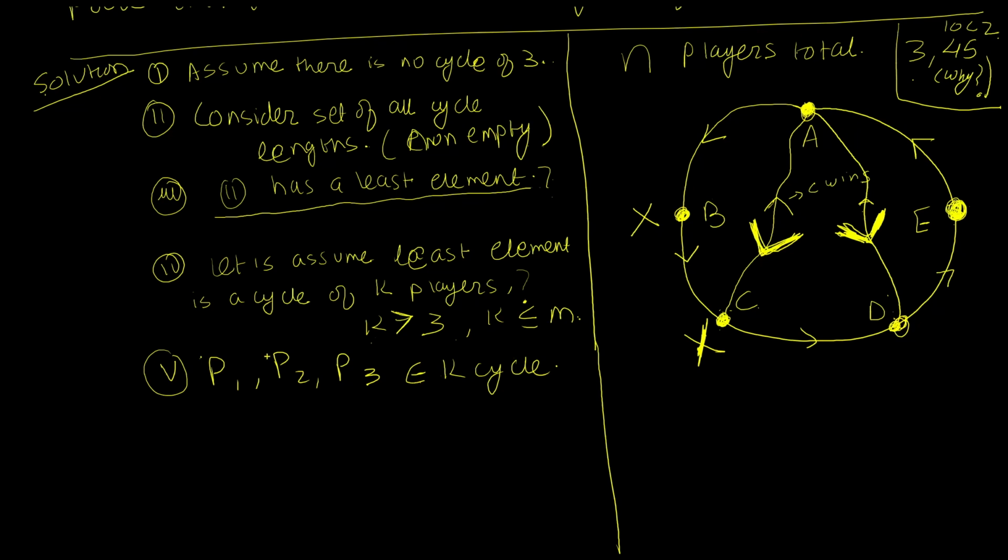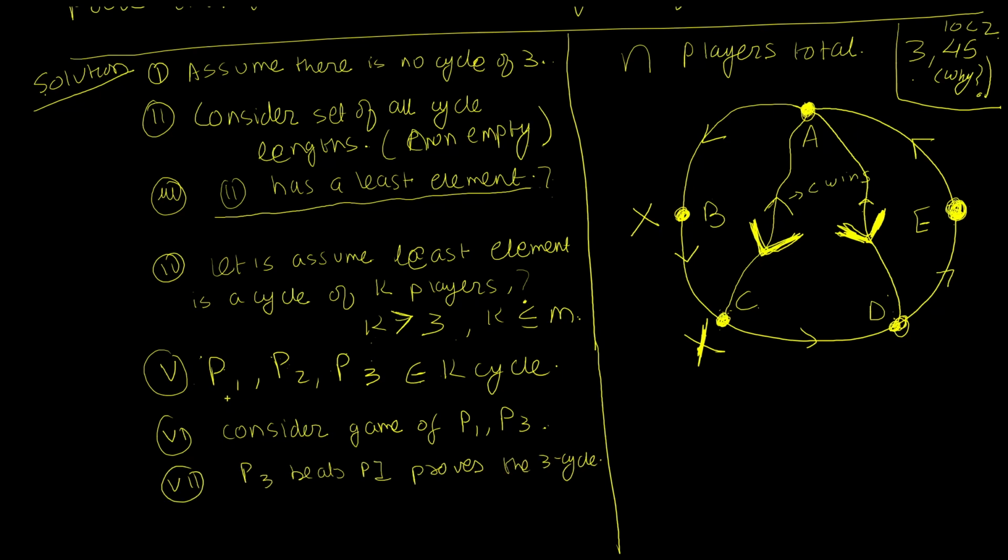And what was our logic? P1 beats P2, P2 beats P3. That is given by the question because this is a cycle, right? P1, P2, P3 are part of this K cycle. Therefore, P1 beats P2, P2 beats P3. You can see here A beats B, B beats C. So in the next step, we consider the match between P1 and P3. Now we can argue that if P3 beats P1, the cycle is already complete.